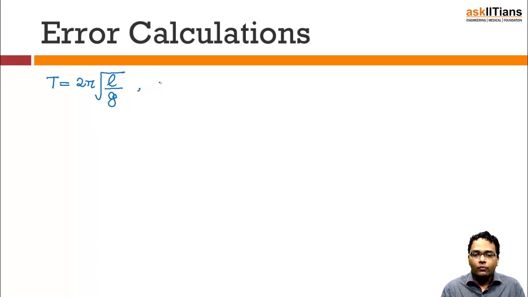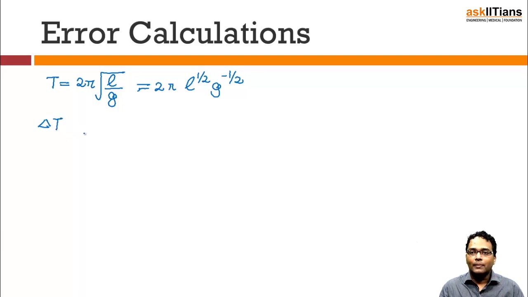So what we do, we basically vary this. So how do we vary this? Let's try to explain this. This can be written as 2 pi L raised to the power half, G raised to the power minus half, yeah? Now let's vary this. First of all, I'm going to vary with respect to the length. So if I vary this, what will I get? I'm basically differentiating it with respect to the length.